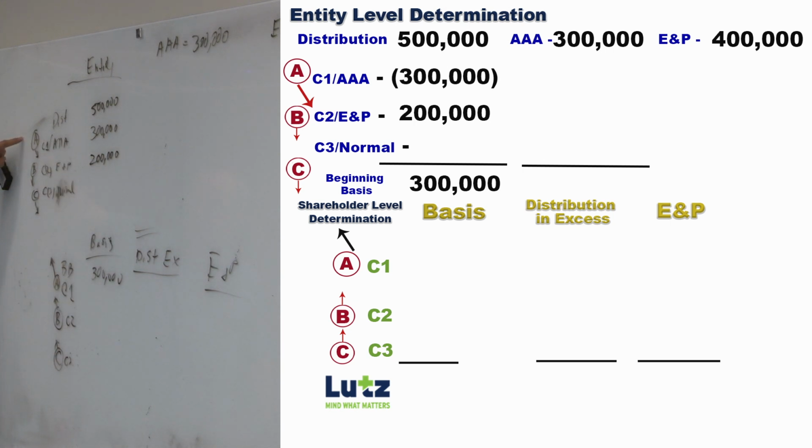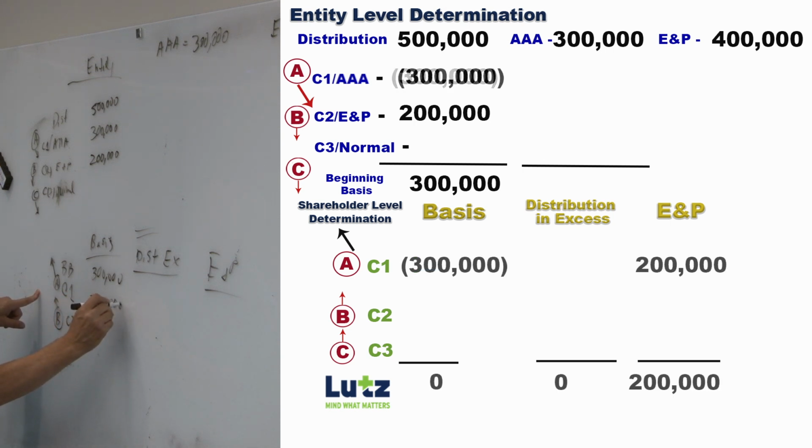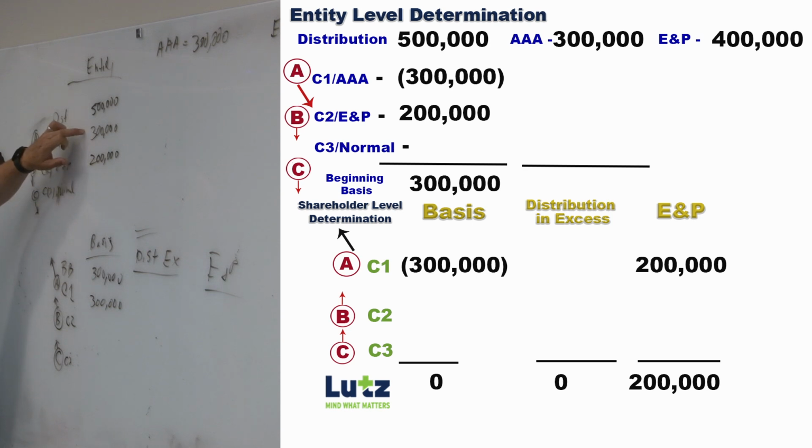So now we come down here for A. A comes down here. We have a distribution of 300, correct? So we have 300. Did we fully account for the entity level distribution out of AAA? We did. Next stop, E&P, 200.